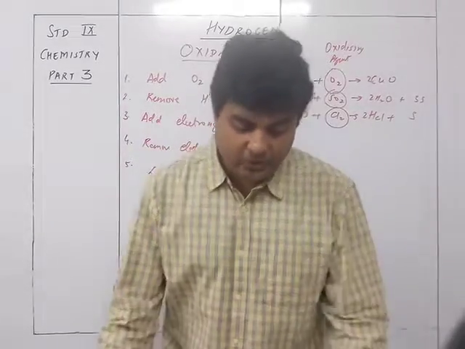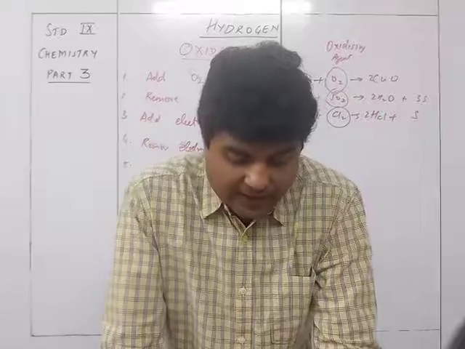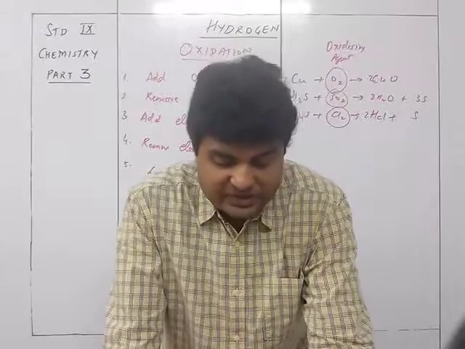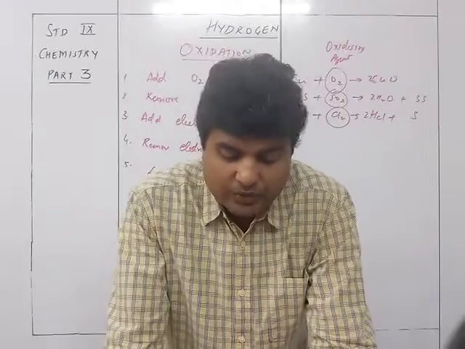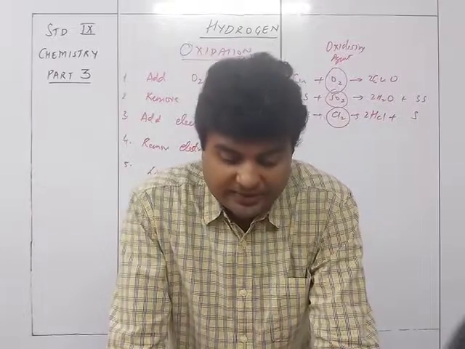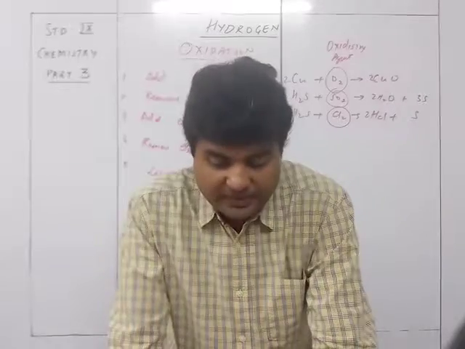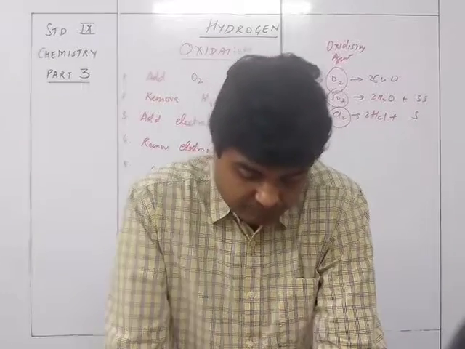The other examples given over here: an oxidizing agent like chlorine removes hydrogen from hydrogen sulfide, which is hence oxidized to sulfur. So H2S plus Cl2 gives you HCl plus S. H2S with HNO3 will give you H2O plus NO2 plus S. H2S plus FeCl3 will give FeCl2 plus HCl plus S.